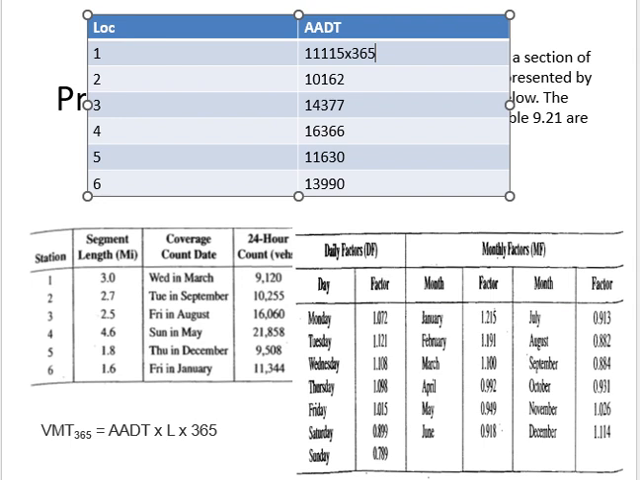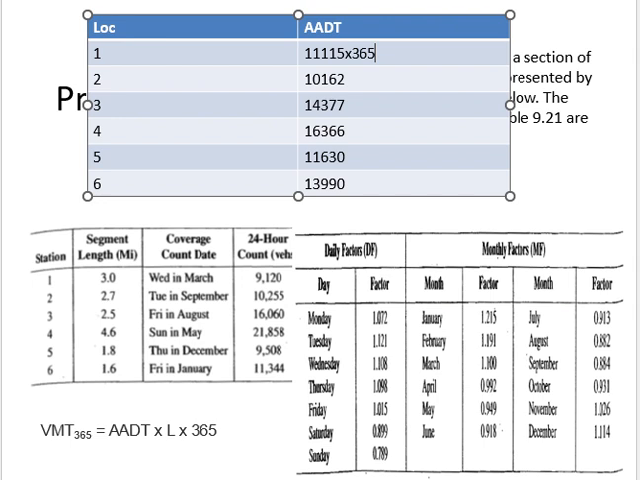Vehicle miles traveled. We already have vehicles. Multiply by miles. So we take this number and multiply by the miles. This will become VMT.